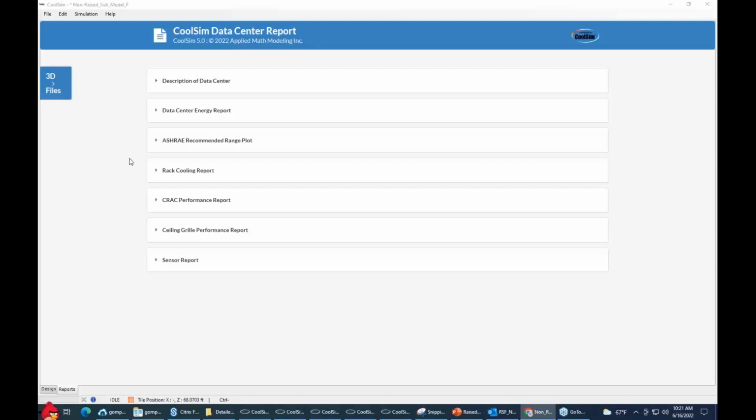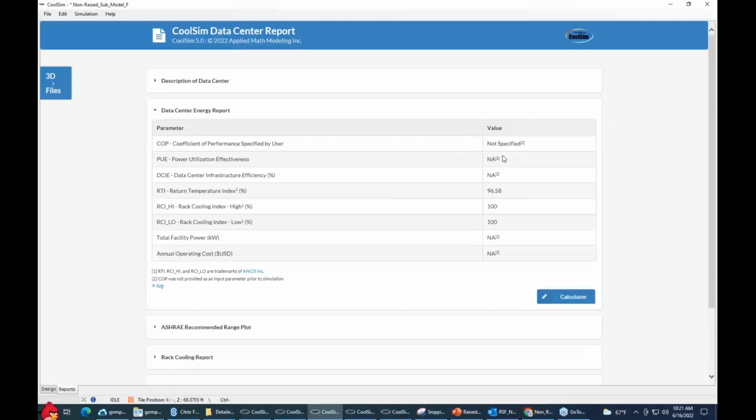Okay. So let me take a look here, first of all, at the data center energy report. Now, we're not doing energy in this case, but I want to see the RTI.